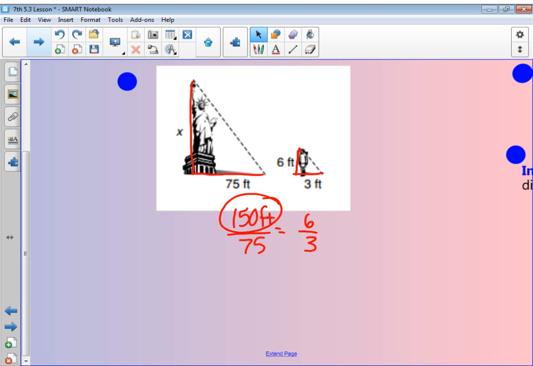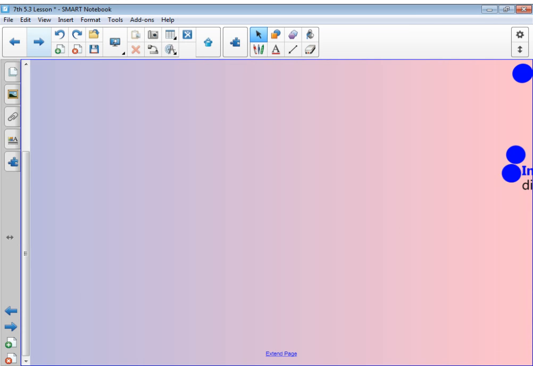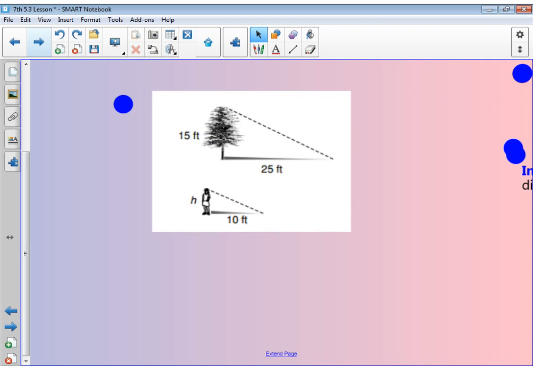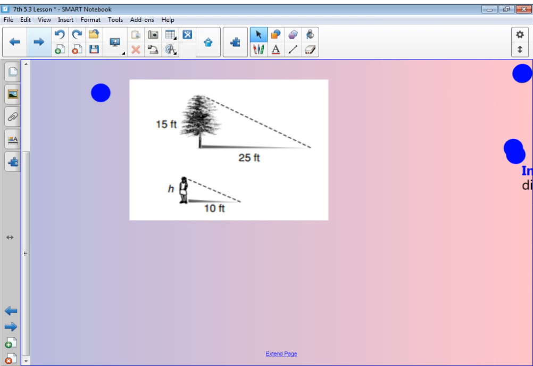Okay, probably not quite as easy to measure the Statue of Liberty, but the shadow, especially if it's 75 feet long. Okay, so let's try another one. So here we have a tree. Looks like the sun's a little lower at this point because the shadow is so long.